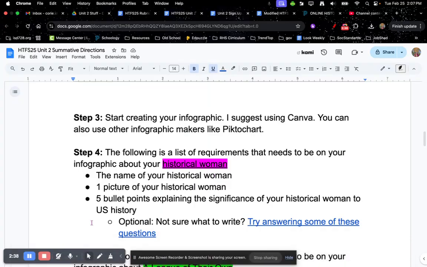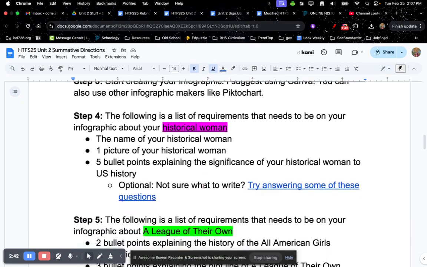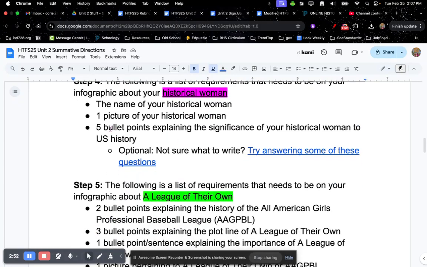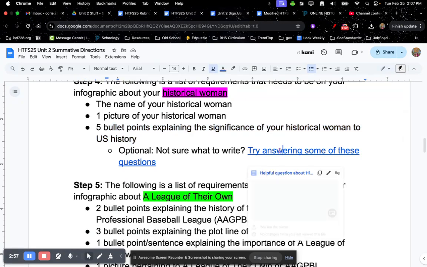Step number 4, the following is a list of requirements that needs to be on your infographic about your historical woman. The name of your historical woman, one picture of your historical woman, and 5 bullet points explaining the significance of your historical woman to U.S. history. If you're kind of stuck with this requirement, try answering some of these questions. This is totally optional, like all these questions, but it's just trying to get your mind thinking of what significance this historical figure may have had.